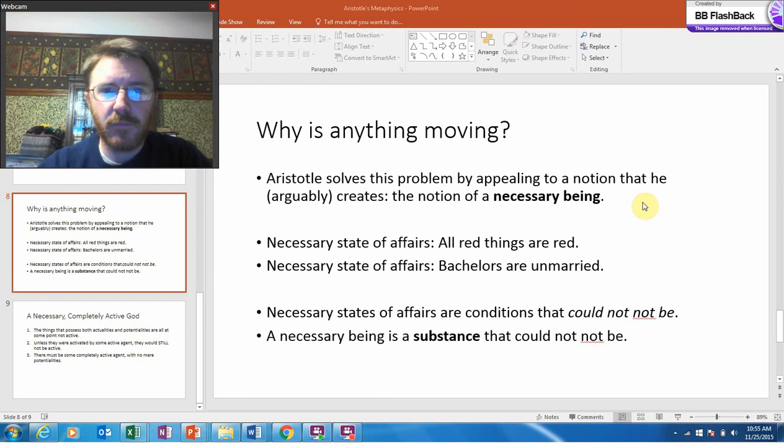Why does this explain why anything is moving? Because, well, we can go on to the next slide to look at that.